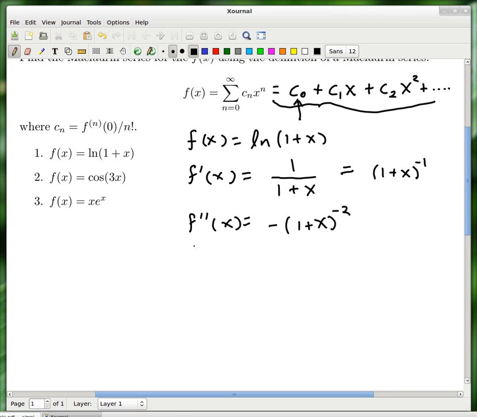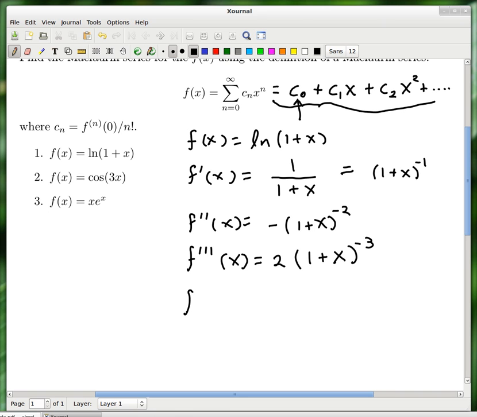And we can do it again. So what happens if you do it again? Now negative 2 comes down, right? And you get positive 2 out here. And now we've got 1 plus x to the power negative 3.